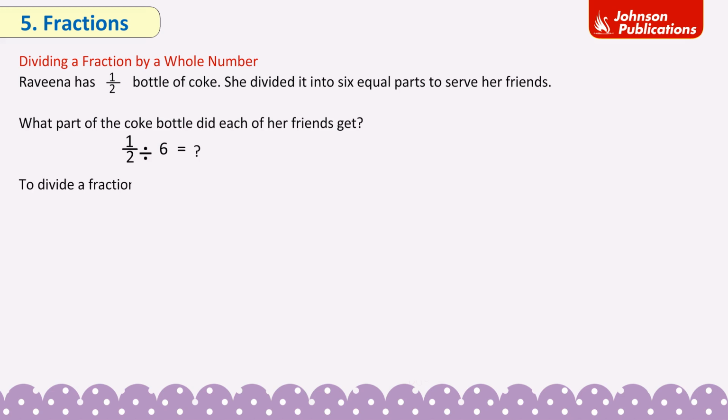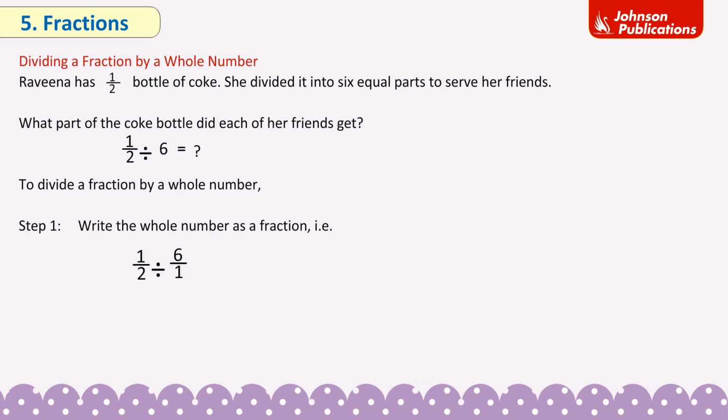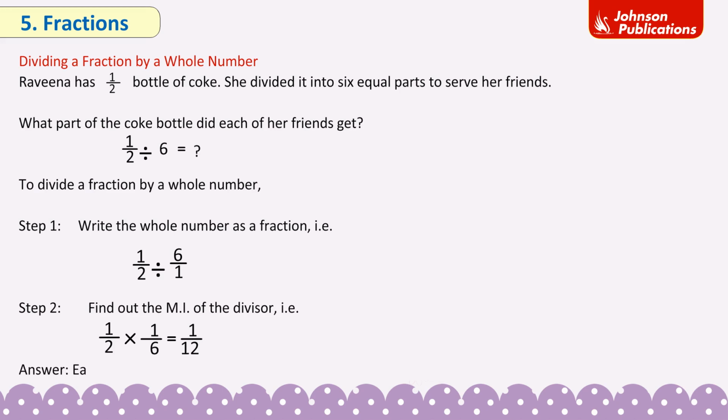To divide a fraction by a whole number, step 1. Write the whole number as a fraction, that is 1/2 divided by 6/1. Step 2. Find out the multiplicative inverse of the divisor, that is 1/2 multiplied by 1/6 is equal to 1/12. Answer. Each friend will get 1/12 of the Coke in the bottle.